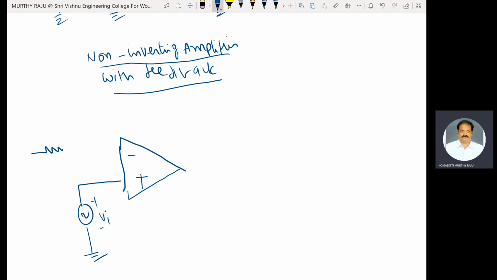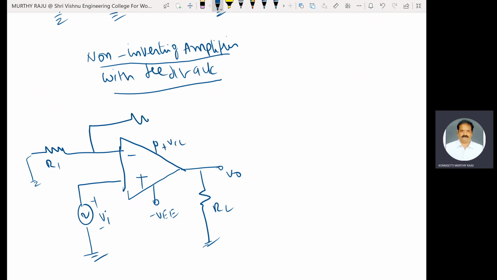This one is R1. This one is V0, RL, minus VEE. Some RF is connected here. This is the non-inverting terminal with feedback. Some RF resistance is connected between input and output. Vin equal to 0.